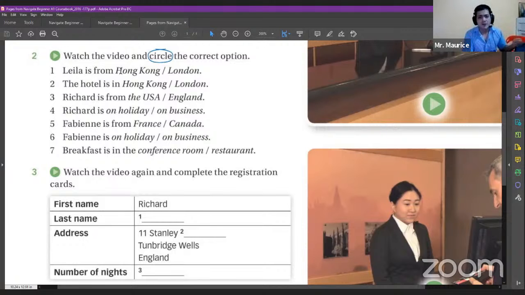Leila is from Hong Kong or London. The hotel is in Hong Kong or London. Richard is in USA or England. Richard is on holiday or on business. Fabienne is from France or Canada. So it's up to you. You have to work in group.